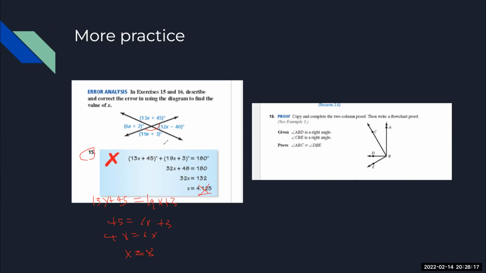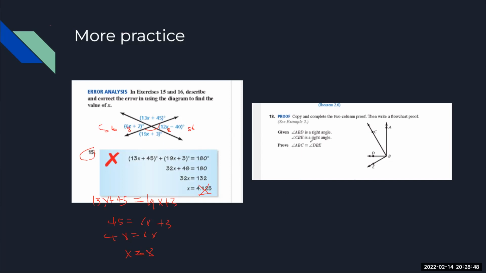If you want to check, you can plug in 8 for x. So if you plug in 8 right here and here, you get 48 plus 2, which is 50 right here, and then 8 times 12 is 96. Oh my god, 6 times 8 is 48, plus 2 is 50, I mean 56 on the other check. And for this, if you multiply 12 by 8, you get 96 minus 40 is 56 as well. So 8 does work out.